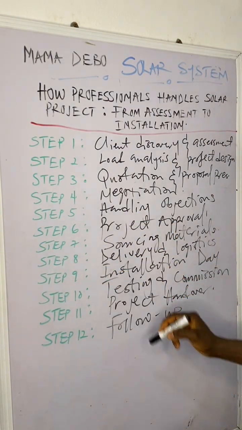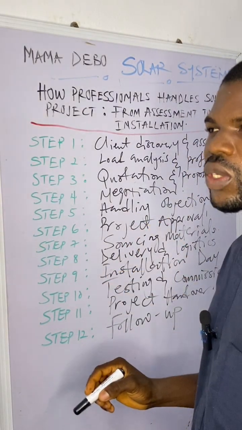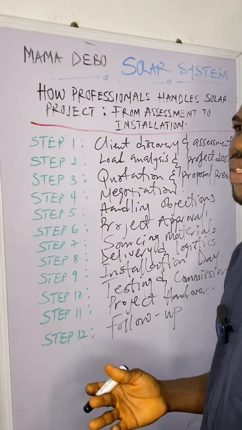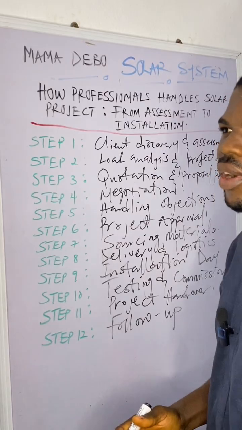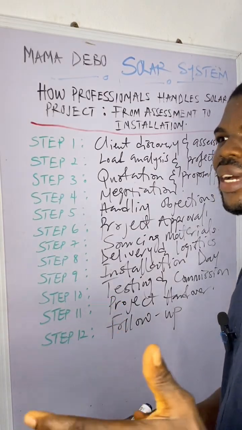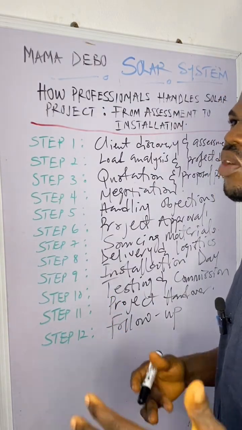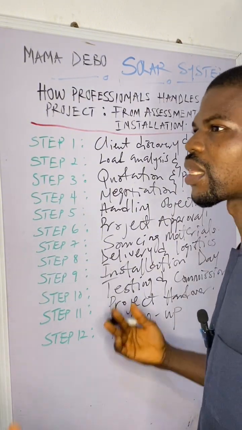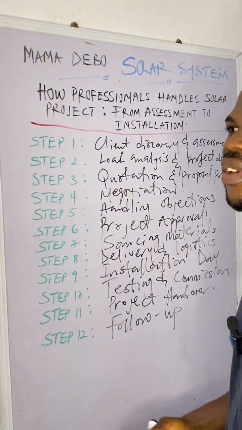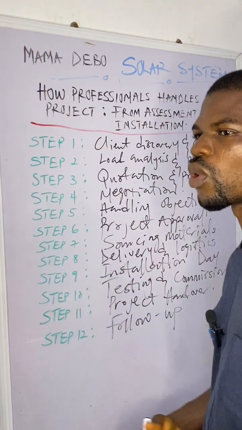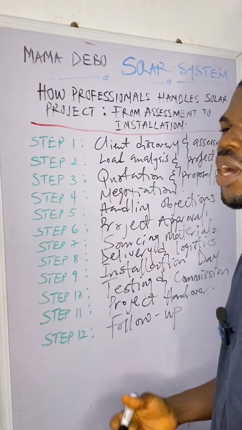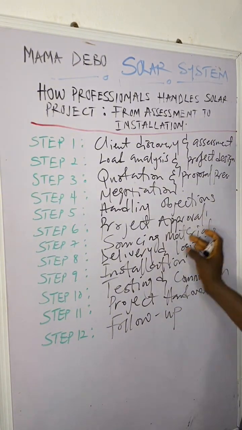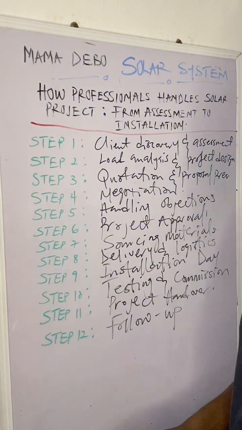After sending the quotation, then you are going to negotiate with your client. After negotiation, then you handle objections. That is, you will educate your client. These are the components that I want to give you. Your client will ask you, why do you want to give me 5 kVA? Why do you want to give me 10 kVA? Someone said that 5 kVA can power my load, but why do you want to give me 10 kVA? So you have to answer all these questions. After answering all those objections, then the project will be approved.